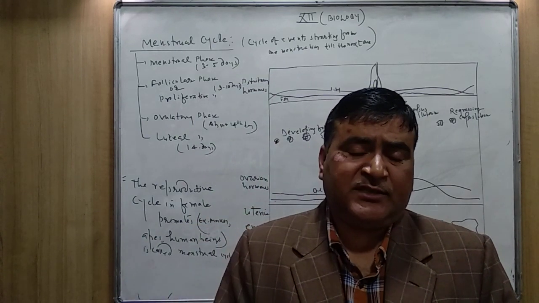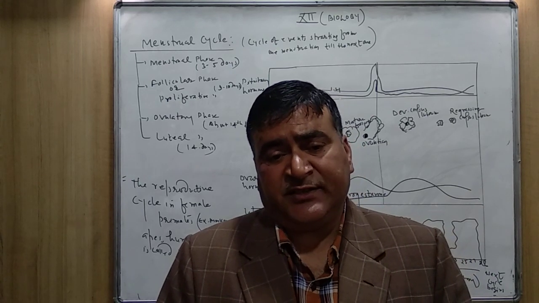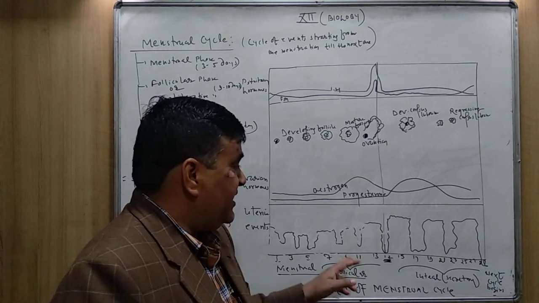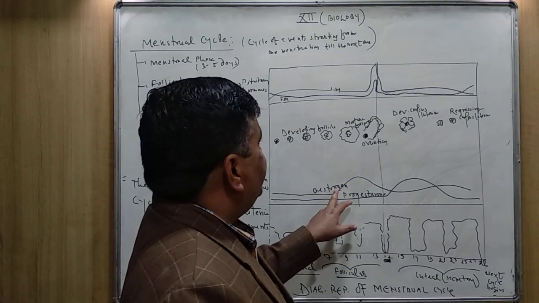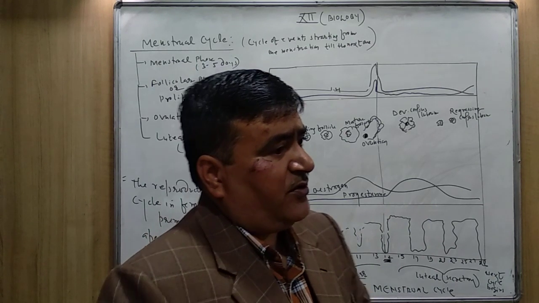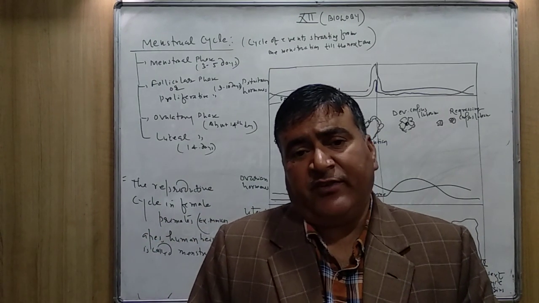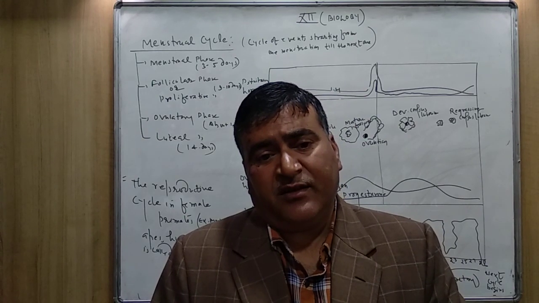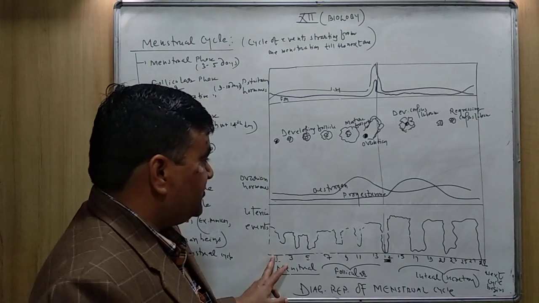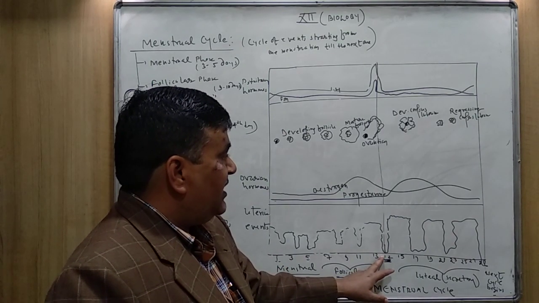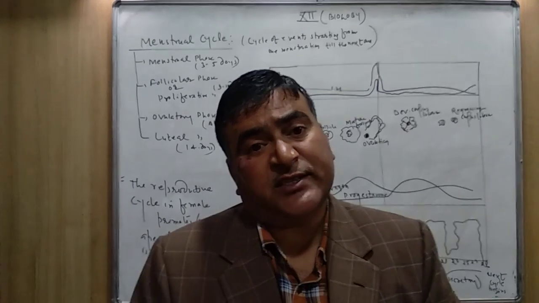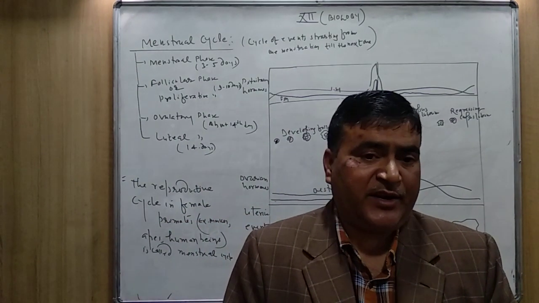Both the hormones, FSH and LH, are secreted at the same time in the follicular phase. But especially you can see here, the level of LH becomes too much. It becomes very high on the 14th day of the start of the menstrual cycle, and this LH hormone is mainly responsible for the ovulation process. It's very, very important.